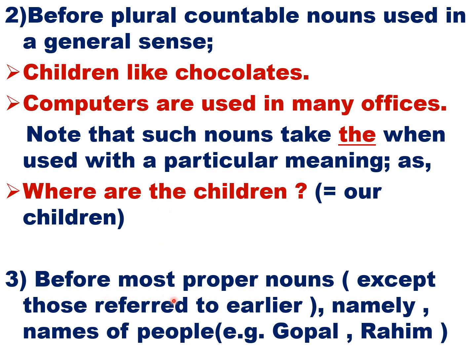Then we can omit the article before names of people, except when the name of the person has been referred to earlier. Example, Gopal, Rahim. There is no need to use an article before these names.